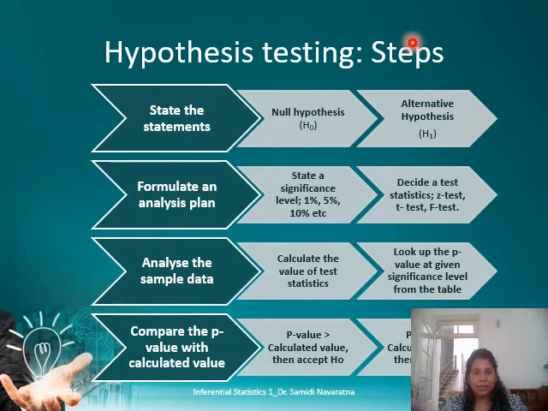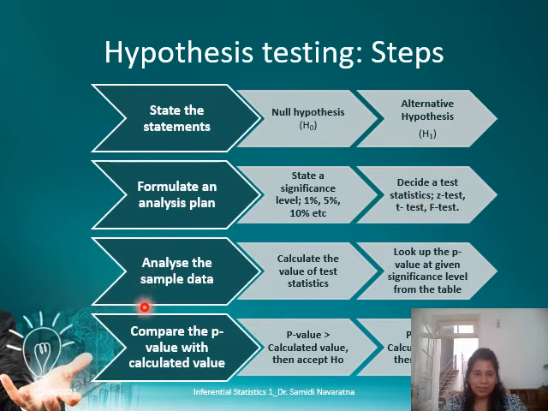The next step is to formulate an analysis plan. You need to state a significance level, maybe 1%, 5% or 10%, but usually for biological variables we take 5% as the significance level. Then decide on a test statistic. Maybe you can run a Z test, a T test or an F test depending on the study. How you choose this will be discussed later in this lecture.